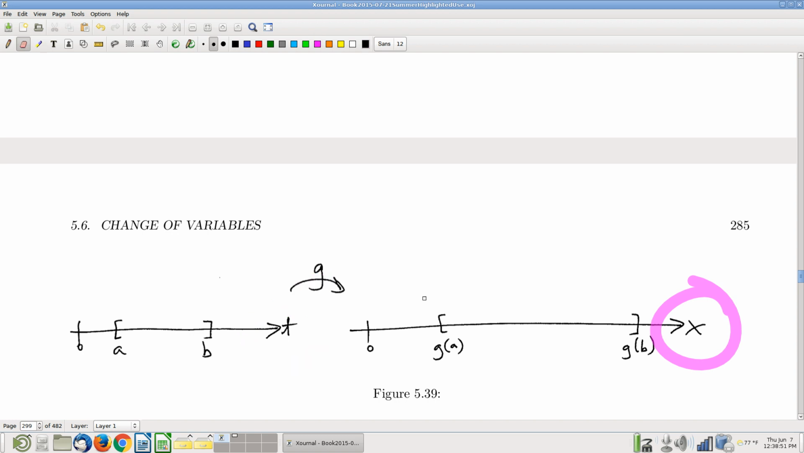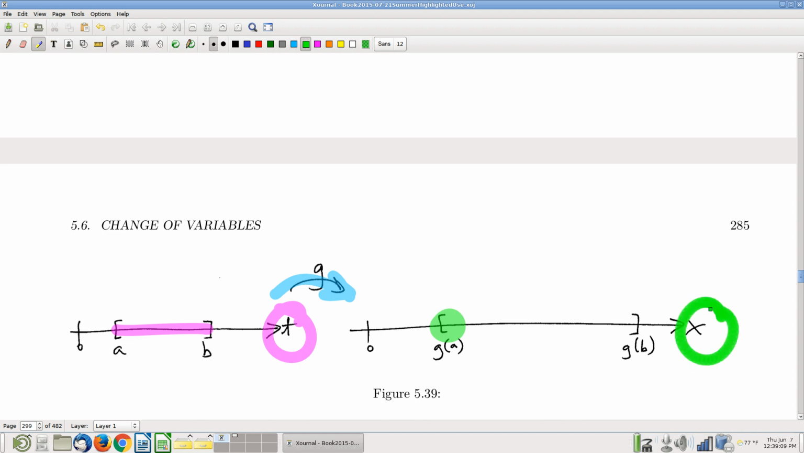Okay, so if you have an interval from a to b on the t-axis, plug that into this function. Well, let's see. When t is equal to a, plug that in, you get g of a for your x. Right? Likewise, when t is b, you get g of b. So the punchline, this interval from a to b on the t-axis, the image of it by this function is the interval from g of a to g of b on the x-axis.